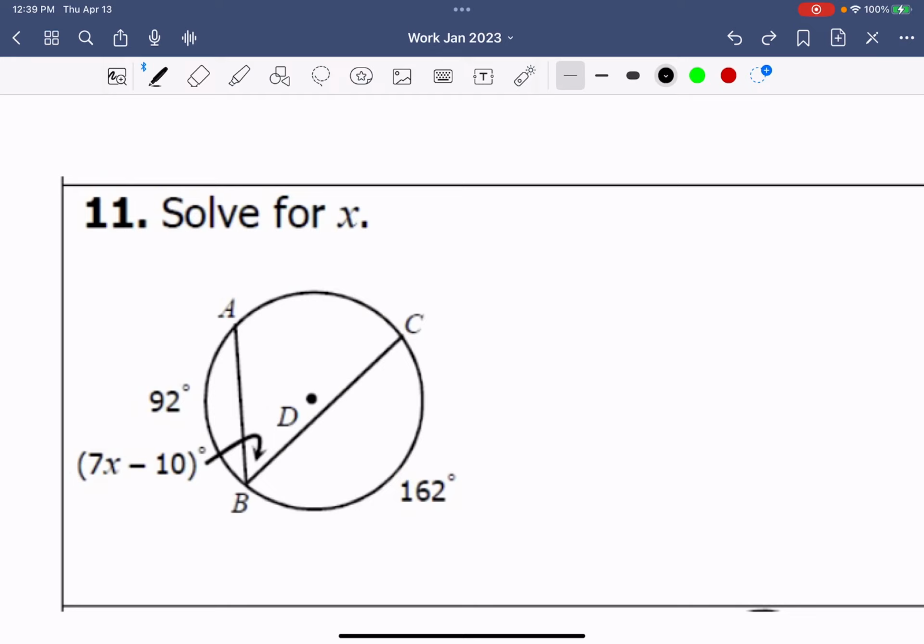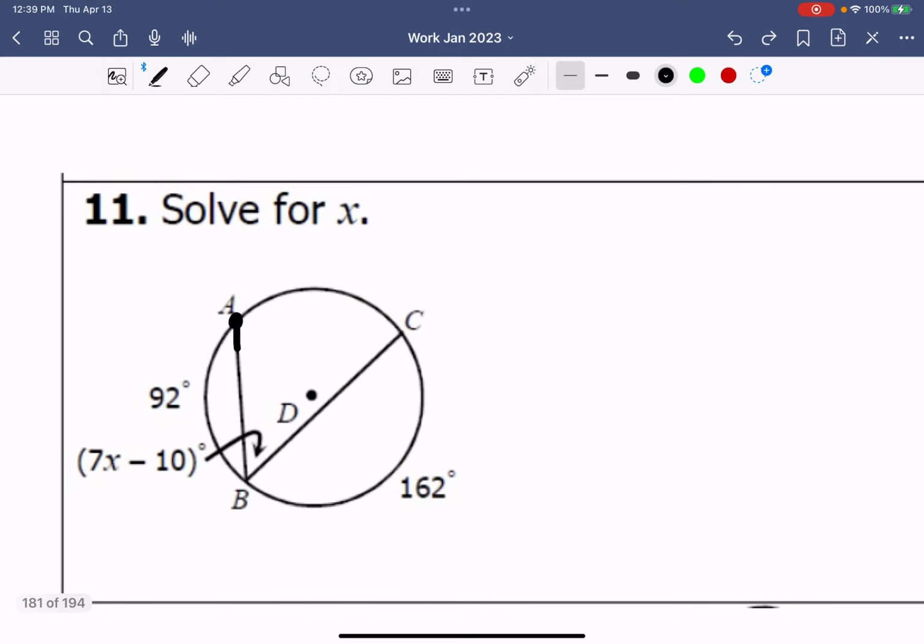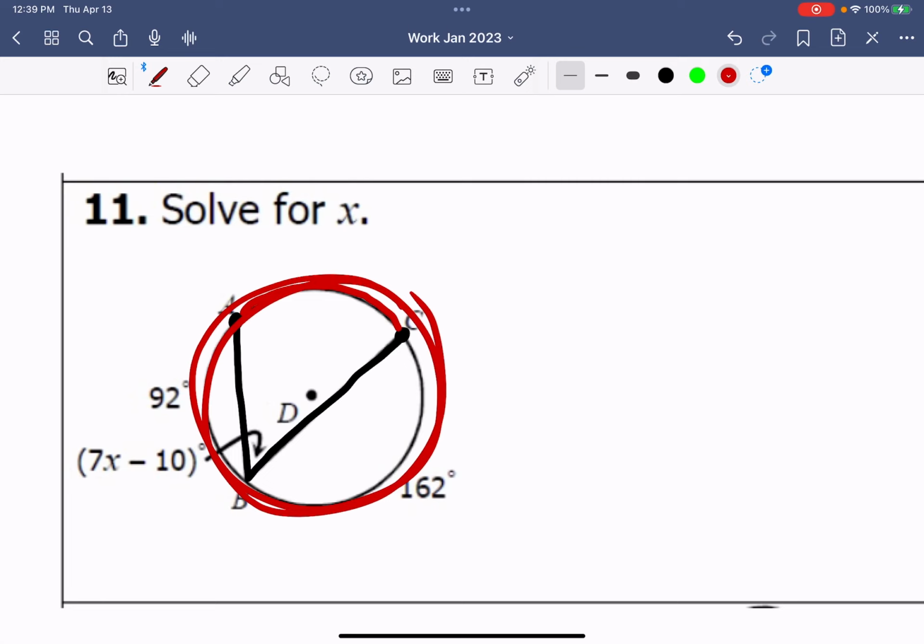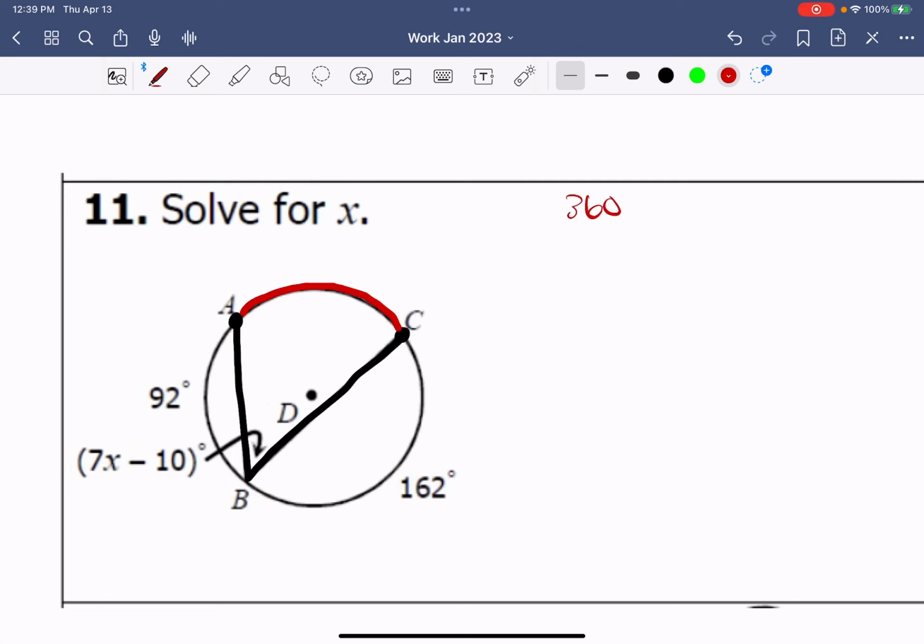All right, so the only angle I see is A, B, and C. And that's an important angle because it's coming from the arc AC. So if I know this degree, that's important. So that's what I'm going to find. And I should be able to find it because I know that the whole circle's 360. So a whole circle's 360. I'm going to take away 92. I'm going to take away this arc. I'm going to take away 162. And then that leaves me with the AC that I needed.